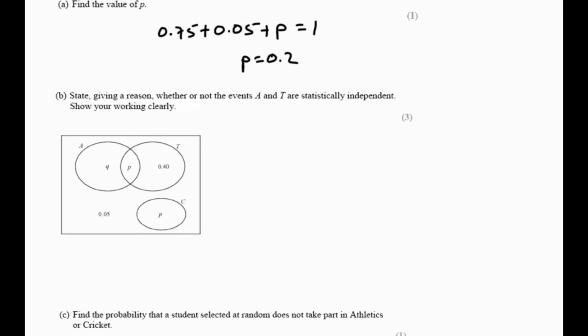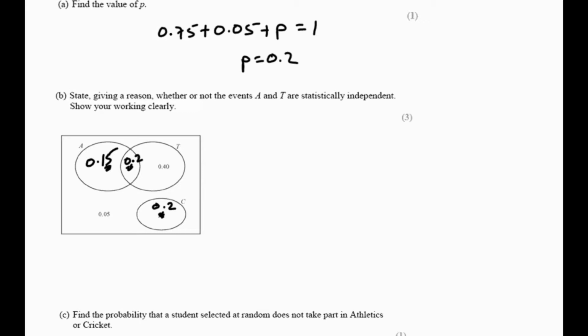Okay, so next we're asked to state, giving a reason, whether or not the events A and T are statistically independent, showing all working clearly. Firstly, since we know the value of P, let's place each of these 0.2. All that's left is what is actually the value of Q. Once again, if all of these are meant to add up to 1, or if the union of A and T is meant to be 0.75, that means Q must be 0.15. All right, so let's just fill in those first. No unknowns left. We're working all with numerical values.